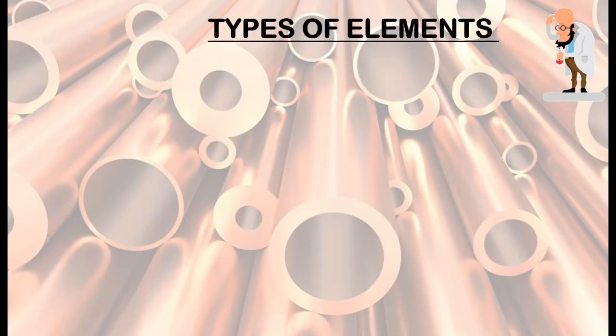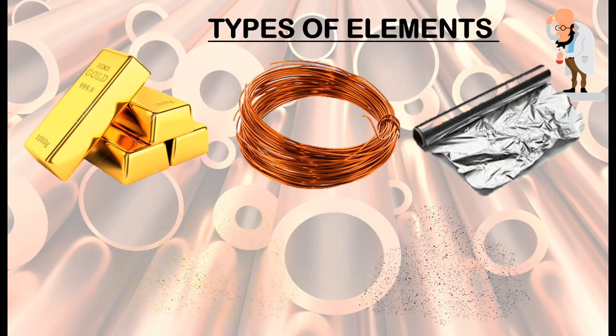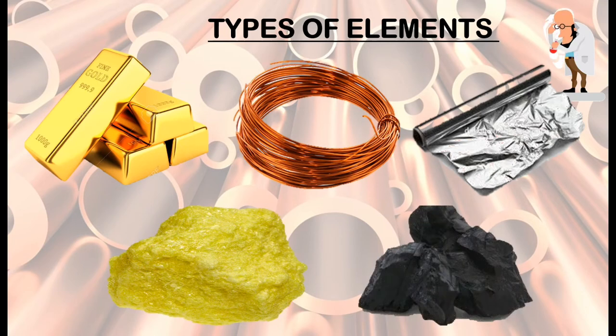So here we have different types of elements. Now how do we classify elements? First, let us just have a look at a few elements that are there. Gold, copper, aluminium, sulfur, coal. These are all examples of elements. There are many elements known to us, but we have taken a few. And let us further see the different types of elements as to how they have been classified.